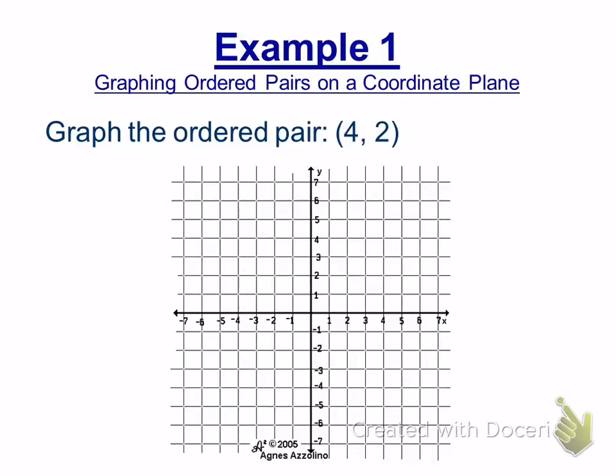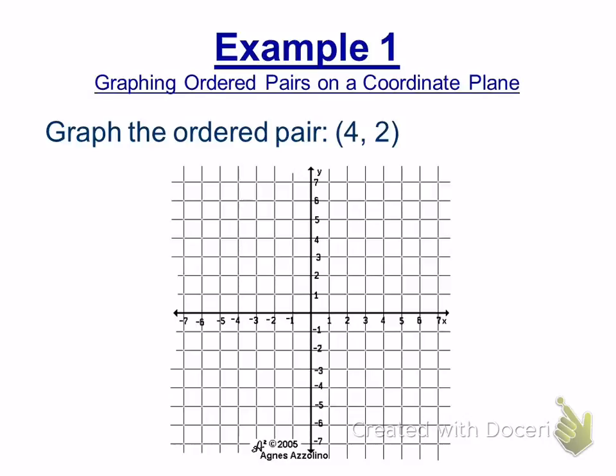Graph the ordered pair (4, 2). What is the X coordinate of this point? 4. And the Y coordinate is 2. So what are we going to do? Over 4 and up 2. Over isn't descriptive. To the right. To the right 4 and up 2.